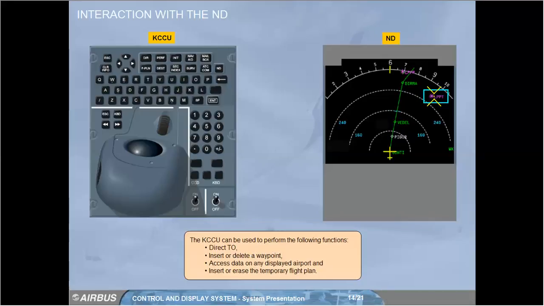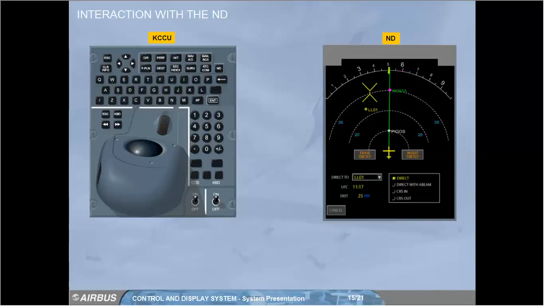The KCCU can be used to perform the following functions: direct to, insert or delete a waypoint, access data on any displayed airport, and insert or erase the temporary flight plan. For the direct to and insert functions, an interactive dialog box appears on the lower part of the ND and enables the crew to enter parameters.